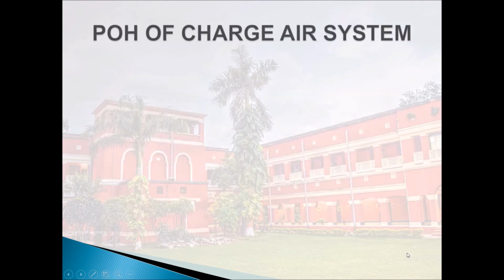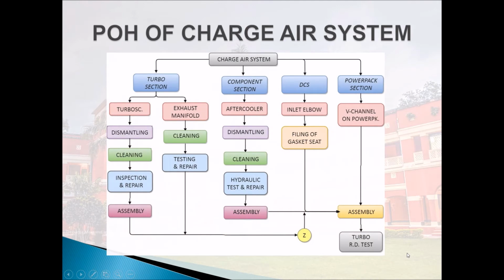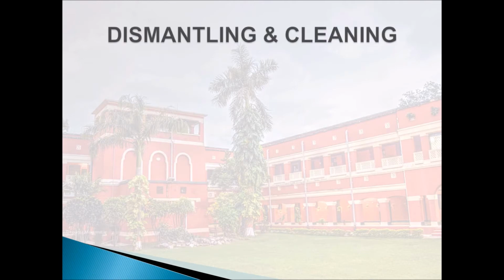This is the flowchart of the POH process of the charge air system. Various components of the charge air system are dismantled and sent to their respective sections for the POH. After POH, they are assembled in the power pack section, and finally, the turbo rundown test is done during the load box testing. Now we will take a look at POH of the turbo supercharger.